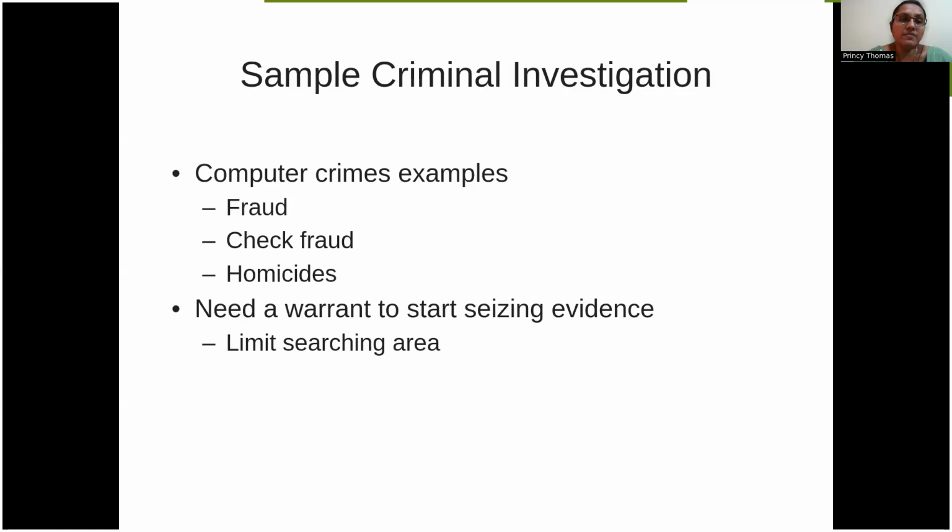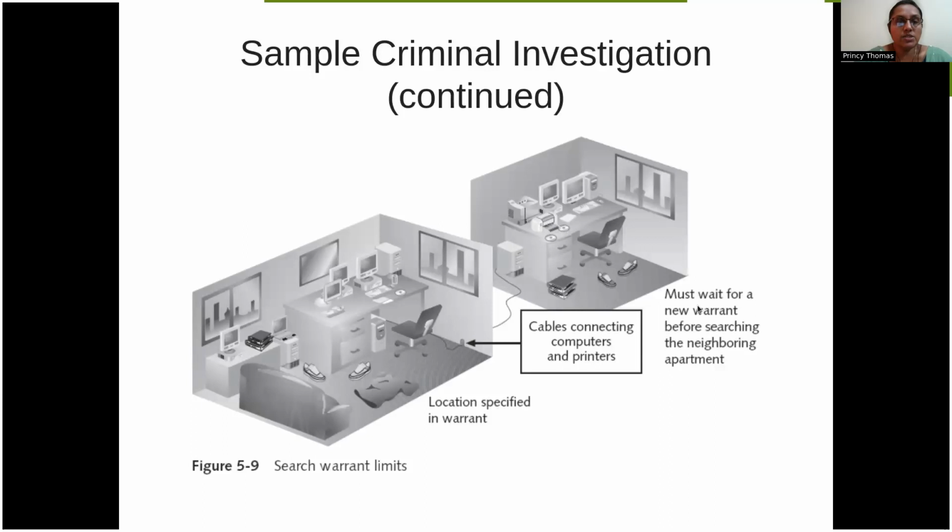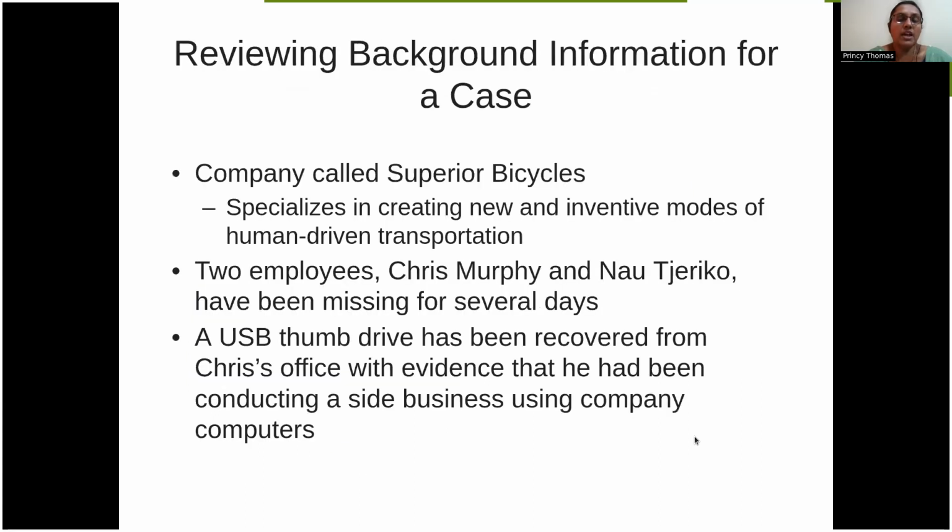Now, if it's a criminal investigation like fraud, check fraud, or homicide, meaning murder or things like that, then there should be a warrant and the search area will be limited. The normal search areas for a particular crime will be given like this. So cables and computer printers will be given. The location will be specified in the warrant. You must wait for a new warrant before searching a new area. Things like that are important.